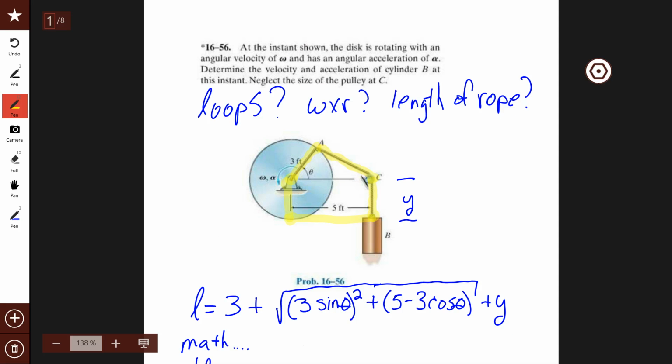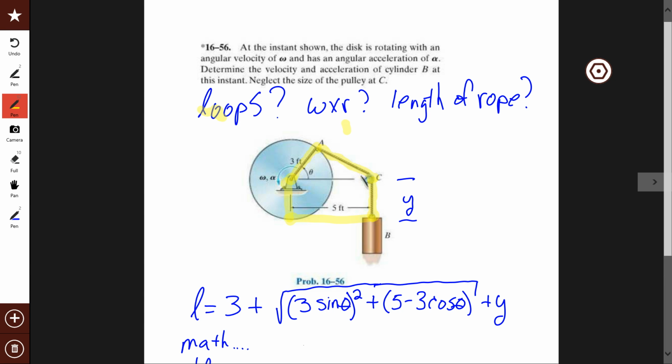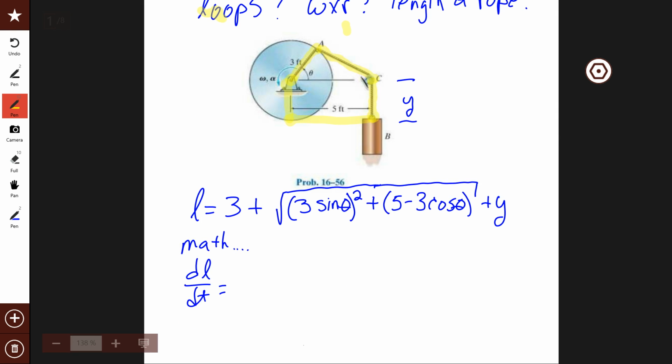So the first question I had was the loops. Do you want to use loops? We kind of talked about that. The other one was omega r. That's what I mean by these things. Not that you can't do it, but I don't know. But the length of rope seems pretty easy to me. Okay, so here's what I did.